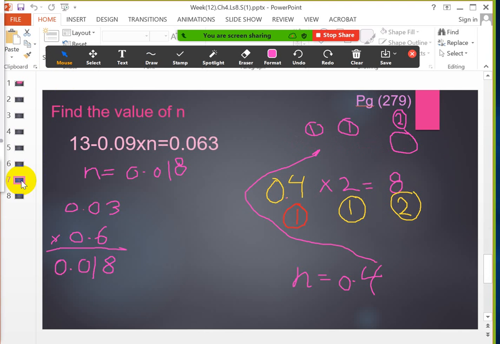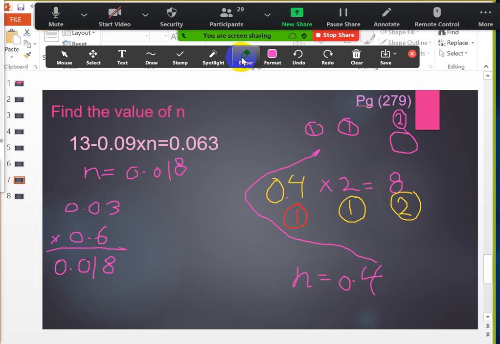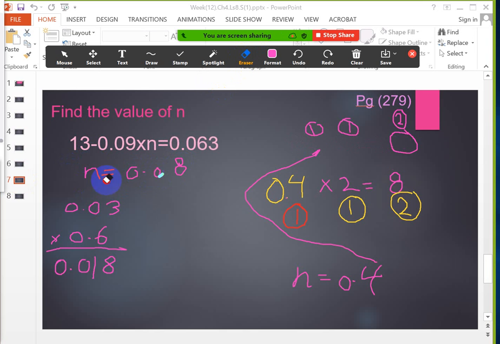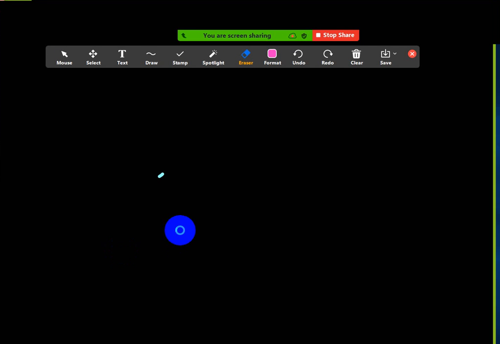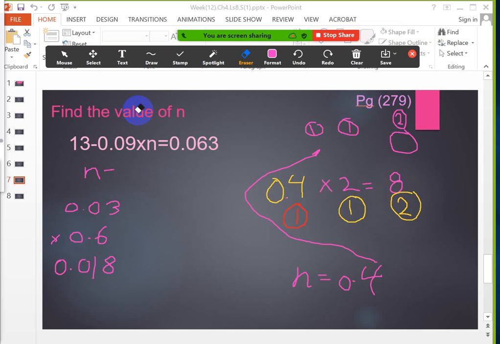Let's move to number 13. The same thing here. Number 13, I have 0.9, sorry, 900 multiplied by n equals 63. I want to find the value of n. Also here, I will use the same strategy.